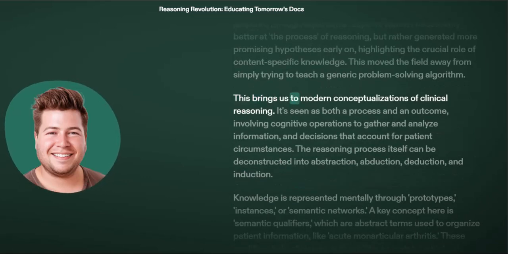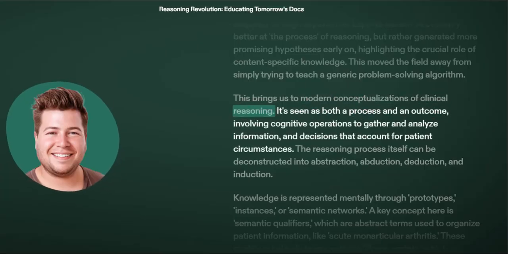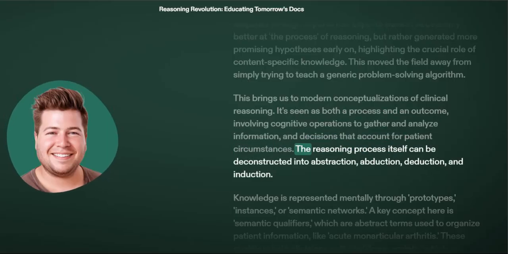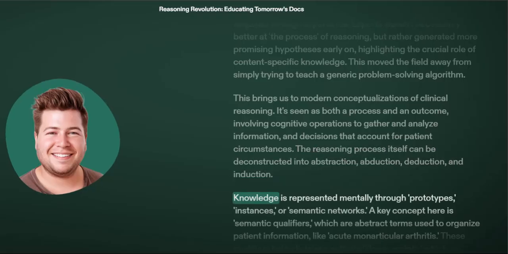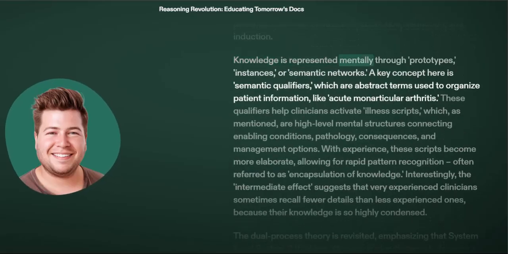This brings us to modern conceptualizations of clinical reasoning. It's seen as both a process and an outcome, involving cognitive operations to gather and analyze information and decisions that account for patient circumstances. The reasoning process itself can be deconstructed into abstraction, abduction, deduction, and induction. Knowledge is represented mentally through prototypes, instances, or semantic networks. A key concept here is semantic qualifiers, which are abstract terms used to organize patient information, like acute monoarticular arthritis.